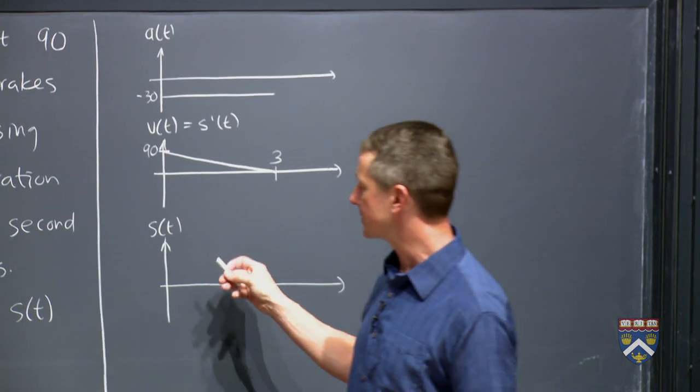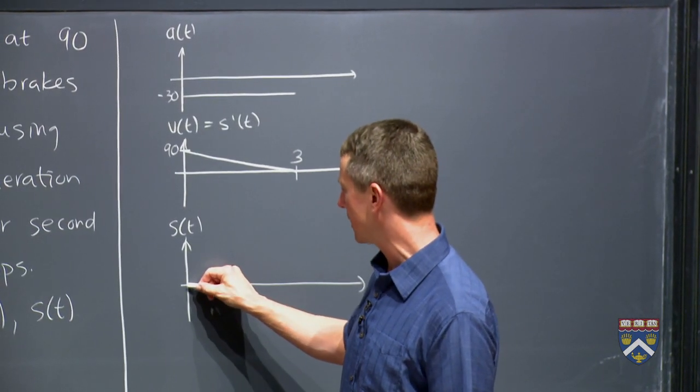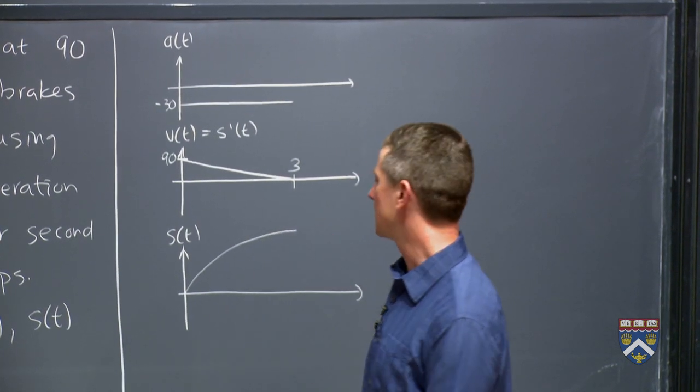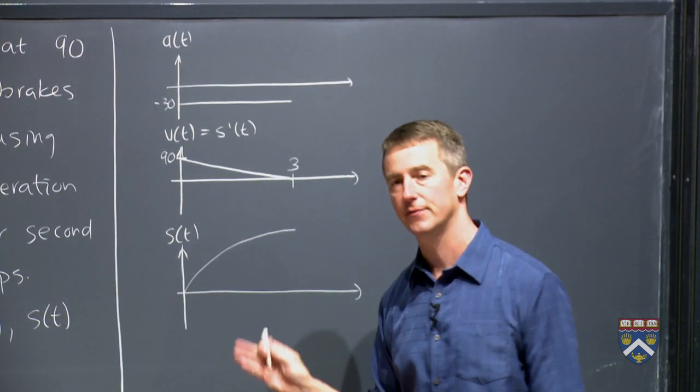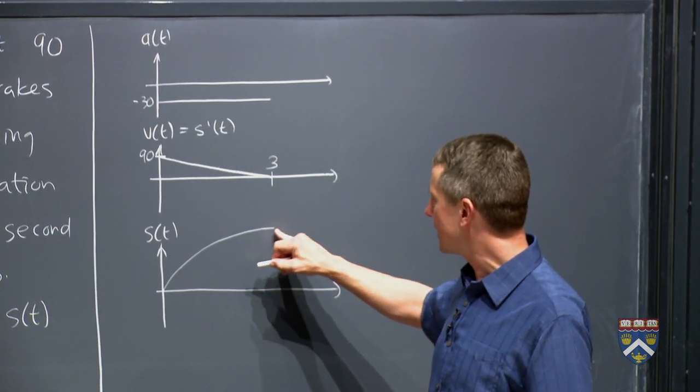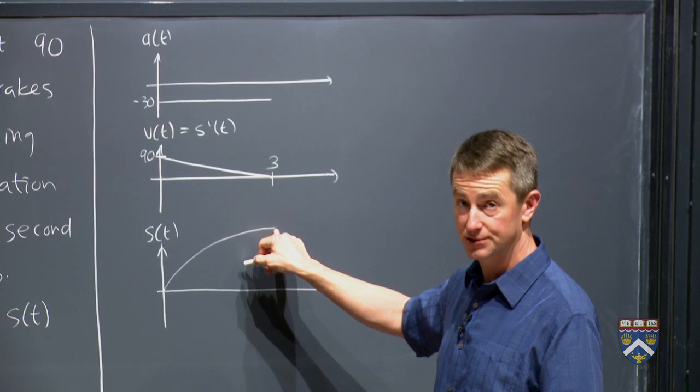Now, we're not told where to start this function, so it doesn't really matter where you start it. You could start it right at the origin and be increasing and concave down until you get to there. You could start it above. Those are all fine. What we don't have enough information to do yet is to figure out actually how far the car has traveled.